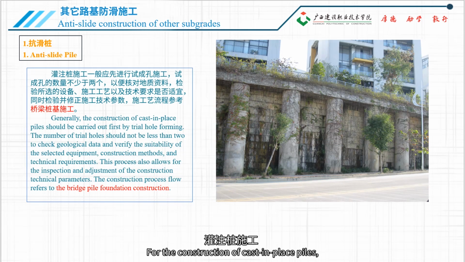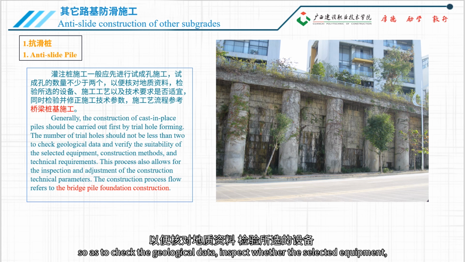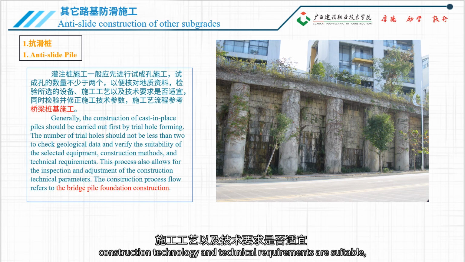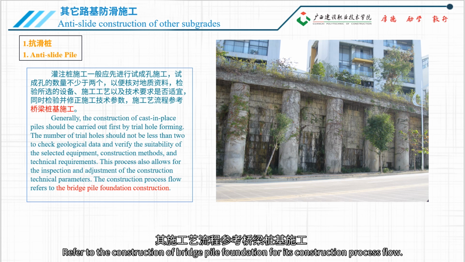For the construction of cast-in-place piles, trial hole forming shall generally be carried out first, and the number of trial holes shall not be less than 2, so as to check the geological data, inspect whether the selected equipment, construction technology, and technical requirements are suitable, and at the same time inspect and correct the construction technical parameters. Refer to the construction of bridge pile foundation for its construction process flow.